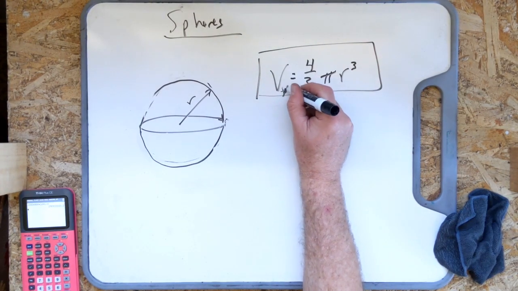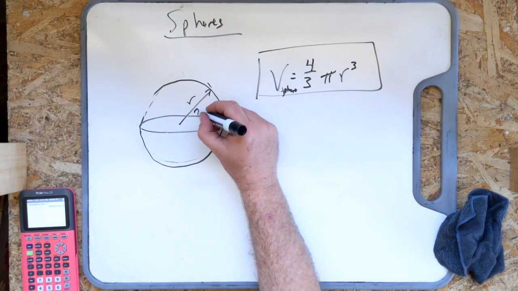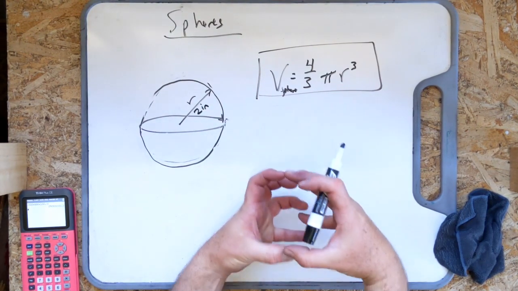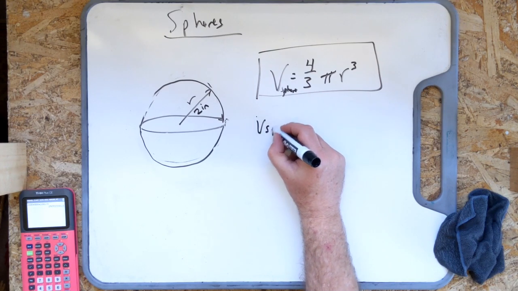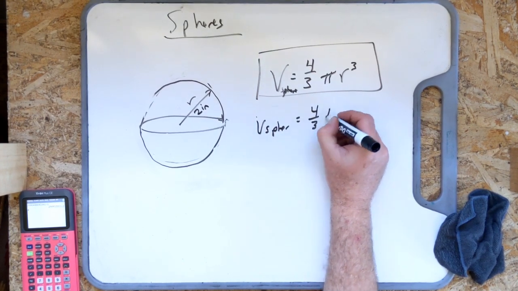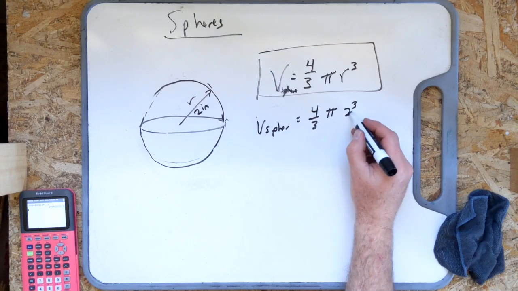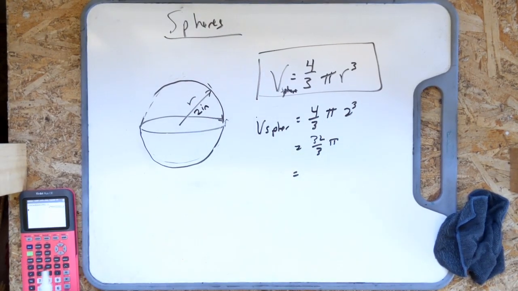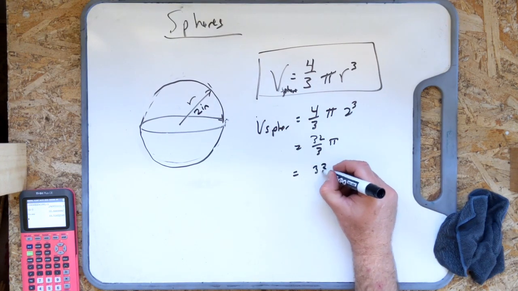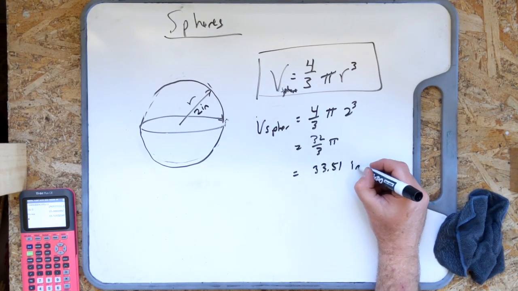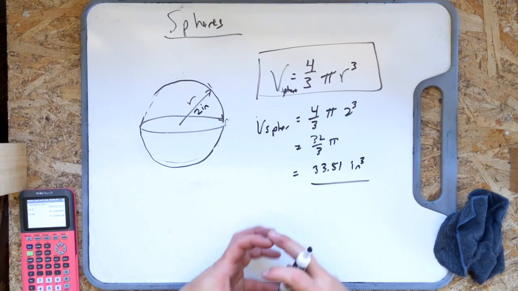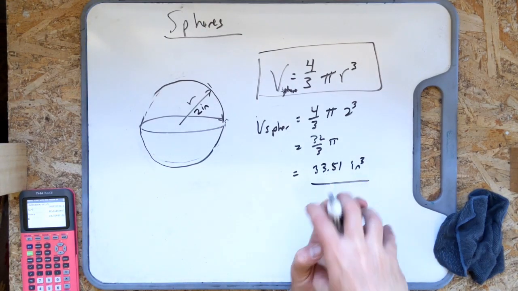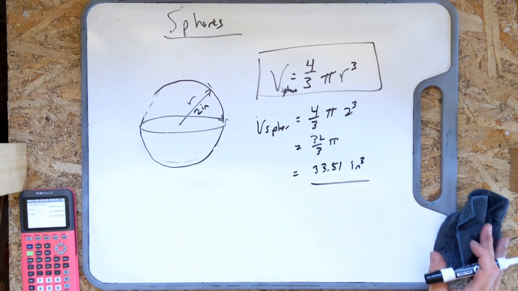That's a sphere. So let me just give an example. If I put 2 inches in there, really tiny sphere, like that big around, volume of the sphere will be 4/3 pi, 2 cubed, that's 8, times 4 is 32/3 pi. And we get that value, 33.51 cubic inches. That's how much I can fit in a little globe like that size. All right, that's a sphere.